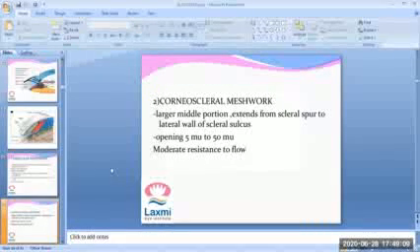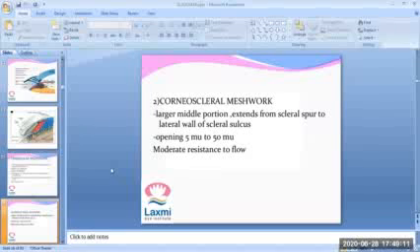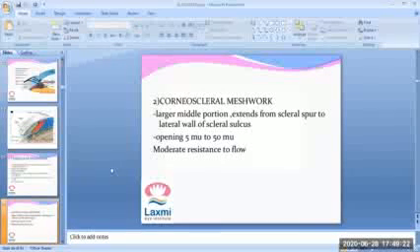Then corneoscleral meshwork, it forms the larger middle portion which extends from the scleral spur to the lateral wall of the scleral sulcus. It consists of sheets of trabeculae that are perforated by elliptical openings which are smaller than those in the uveal meshwork. They are from 5 micrometer to 50 micrometer and moderate resistance to flow.